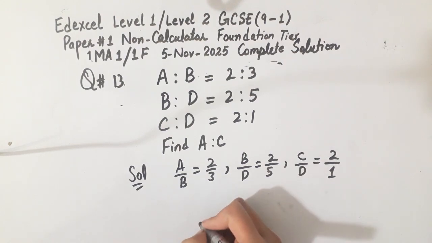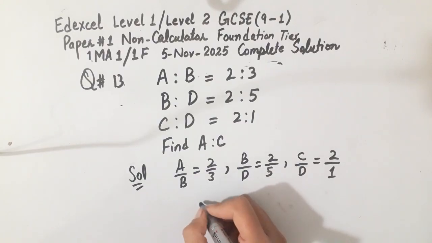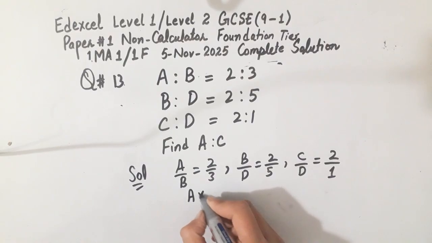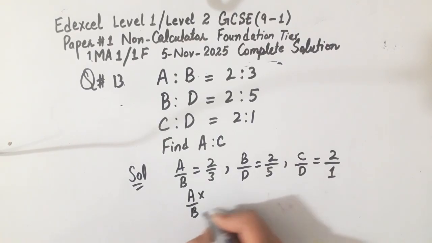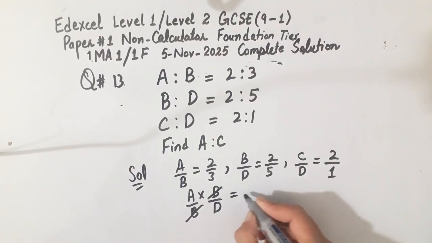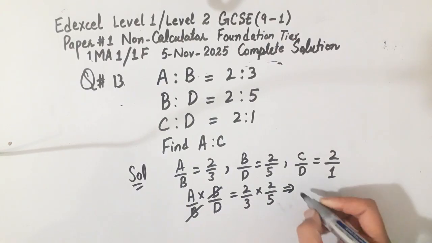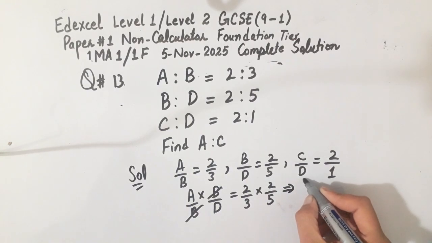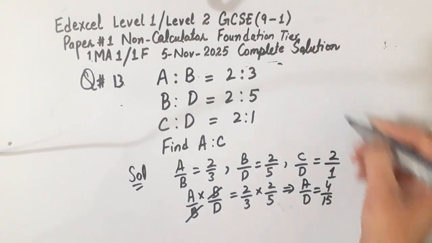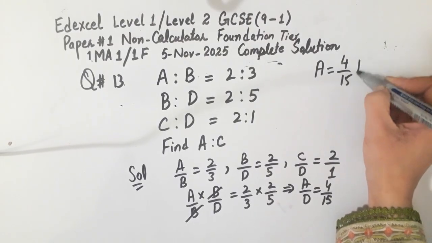So how we will solve this? We get the value of A from any one equation. That means we will multiply first these two equations. A by B is multiplied by B by D. So B and B both cancel out, means 2 by 3 multiply 2 by 5, which implies that we have 4 by 15. A by D equals 4 by 15. Now the value of A will be 4 by 15 D.